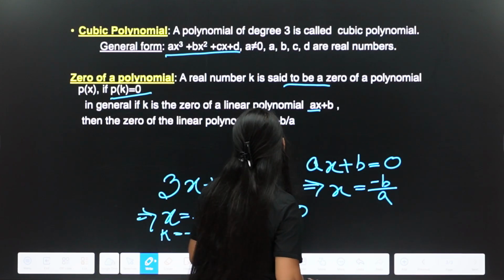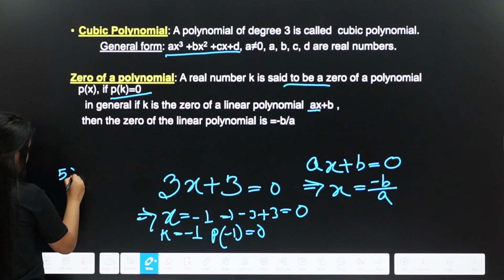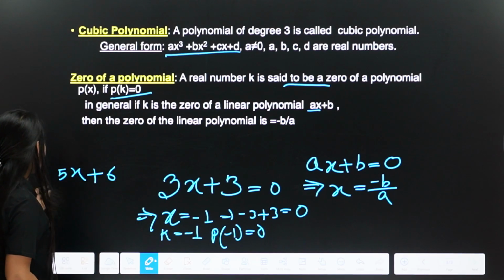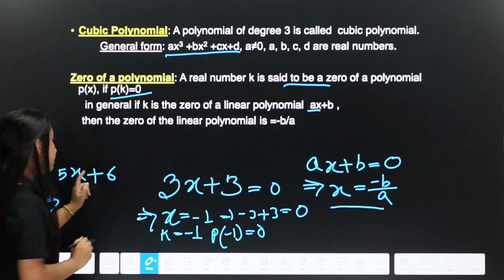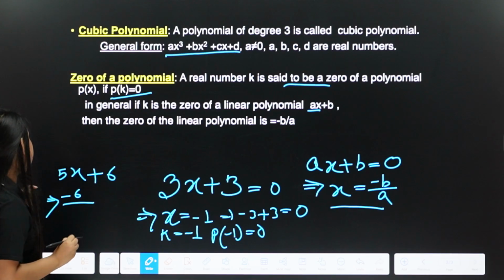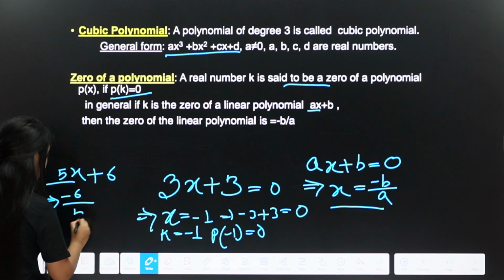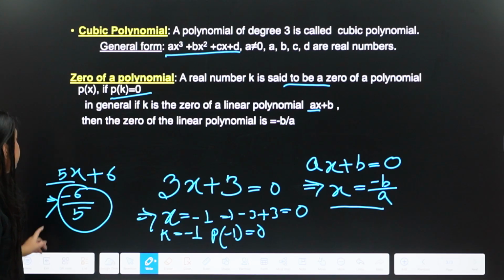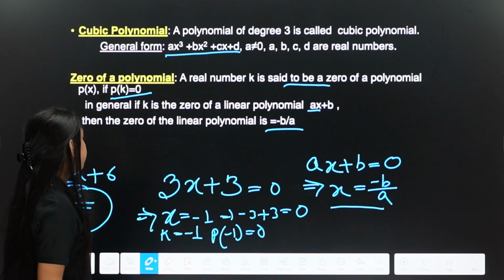If we are asked to find the zero of a polynomial, for example 5x plus 6, we don't need to think about what the value of x will be. We will just use this formula, minus b by a. What is b? b is 6, the constant, so minus 6. And what is a? a is the coefficient of x, which is 5. So the zero will be minus 6 by 5. We can use this formula to find the zero of a linear polynomial.